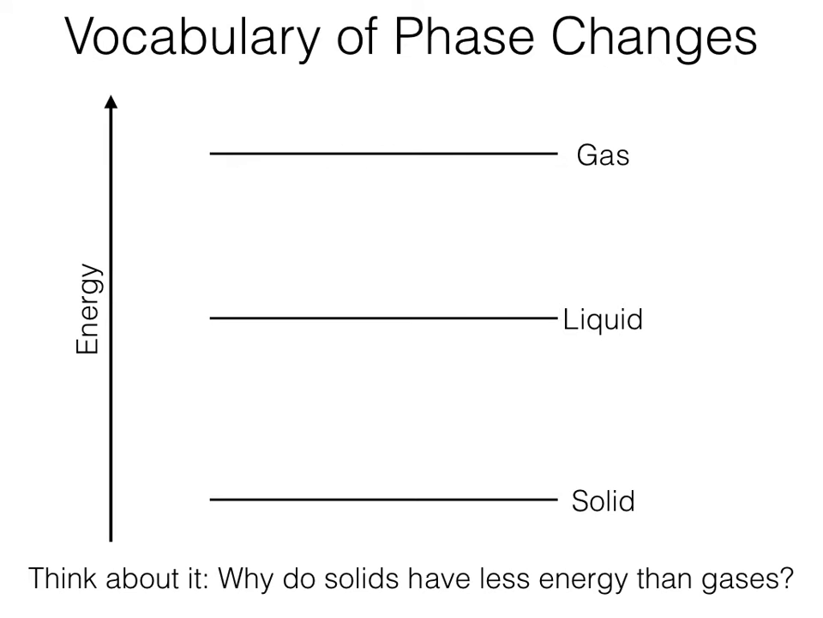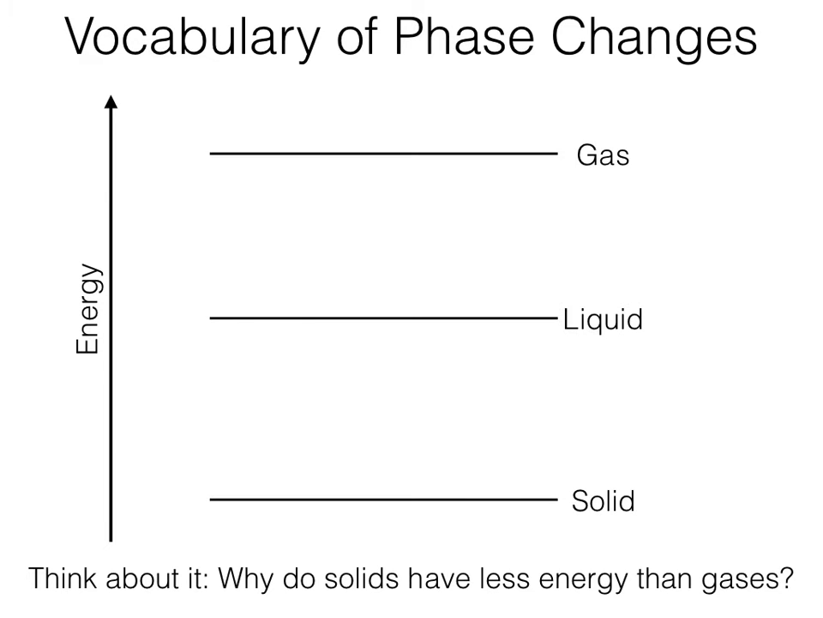Okay, so I like to talk about phase changes in terms of energy levels. And so these are very similar to the atomic energy levels that we talked about in chapter 7 last semester in the light chapter. And so the vocabulary of phase changes. Solids always have the lowest energy. Liquids have more energy, and gases have the most energy.